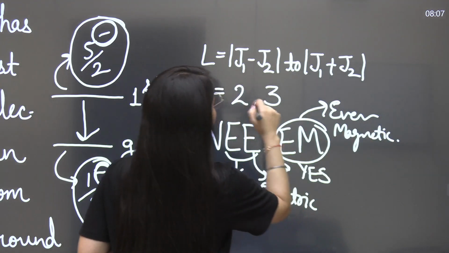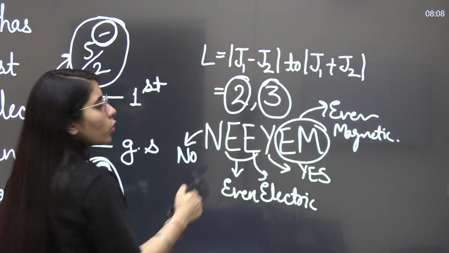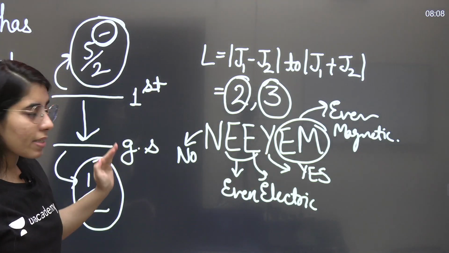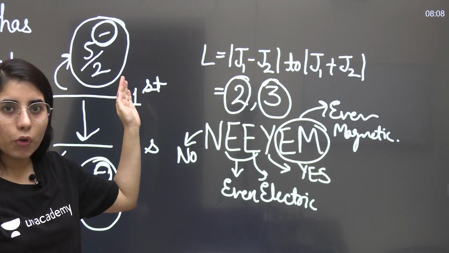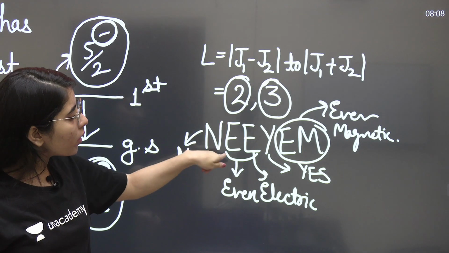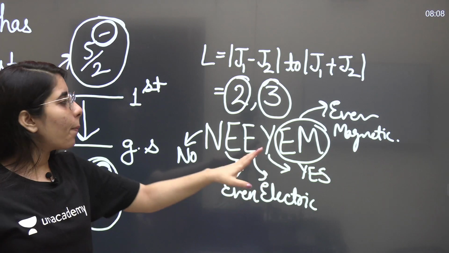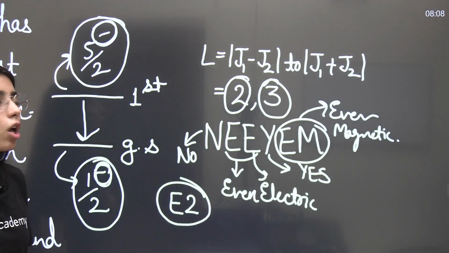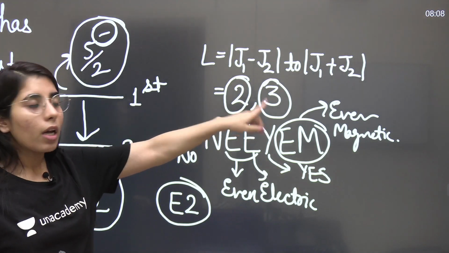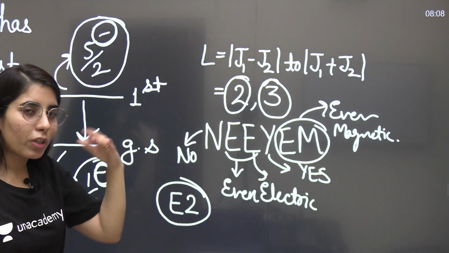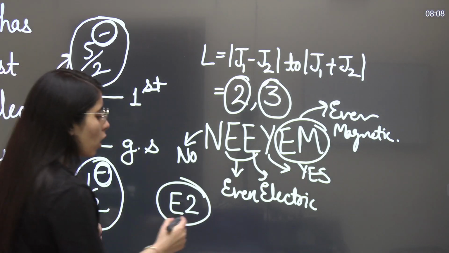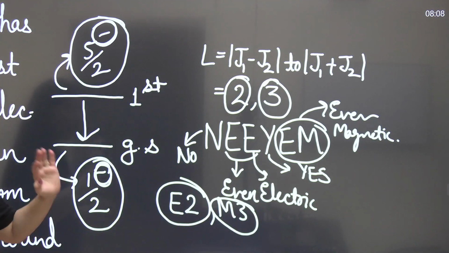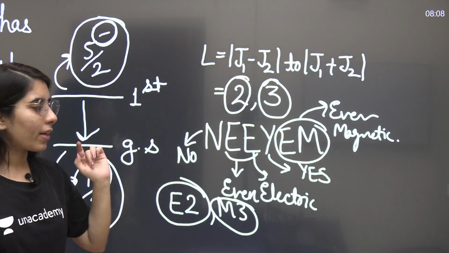So how many values of L have you got? 2 and 3. Out of which one is the even value of L. So is the parity getting changed? No. So what will be the electric field component? That's going to be even electric, meaning E2. When I'm saying the electric component will be even, what about the other one? That is odd, which means it will be magnetic. If it is not electric, it will be magnetic. So it will be M3. So the odd one we are considering magnetic, and the even one we are taking with the electric component.